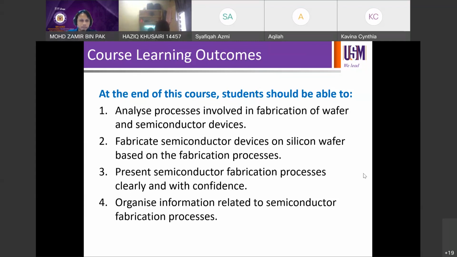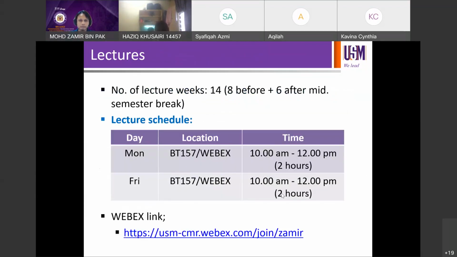And the fourth one is you should be able to organize information related to fabrication processes, and these will be assessed, especially during your assignments. Okay, so let's move on.